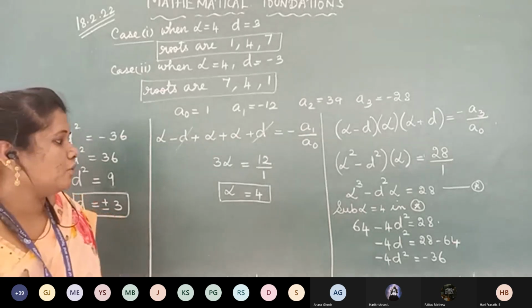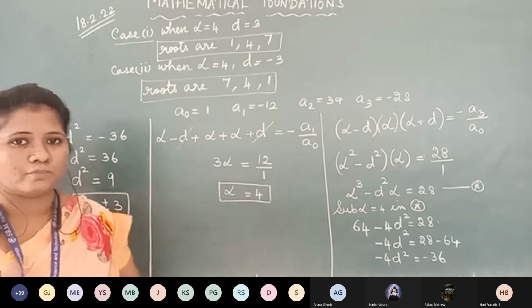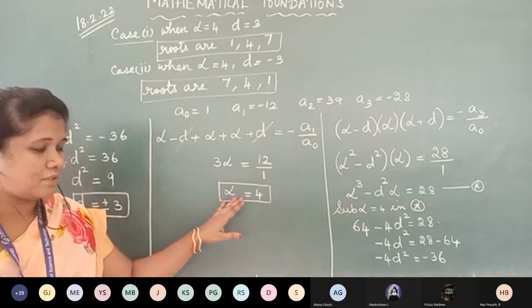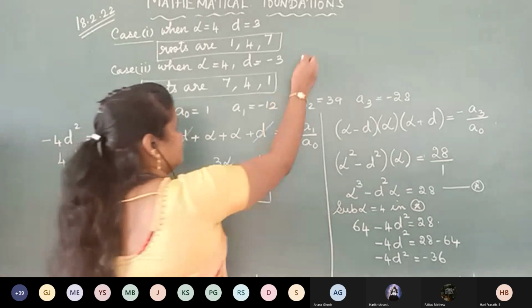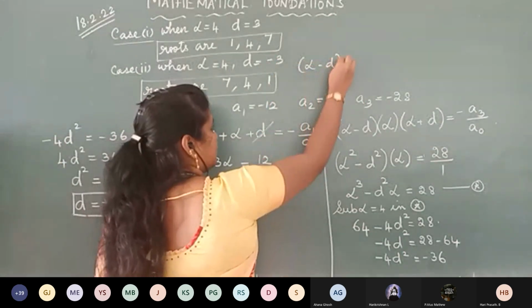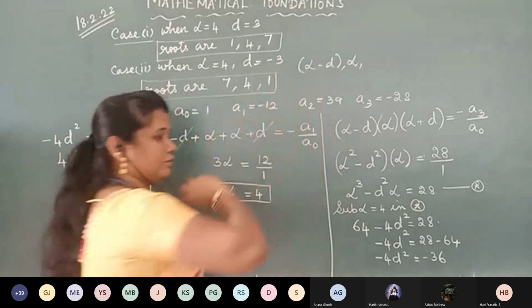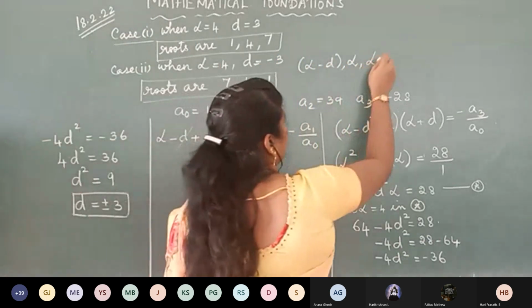Another method is this: you found out your alpha is equal to 4. Now this alpha equal to 4 is one of the roots, because in your AP, your roots are alpha minus d, alpha is one root, and then you've got alpha plus d.